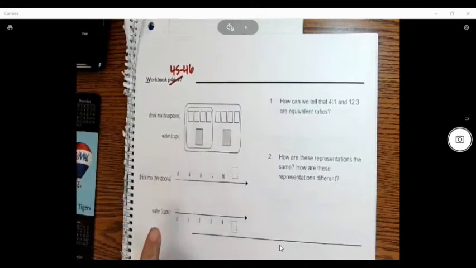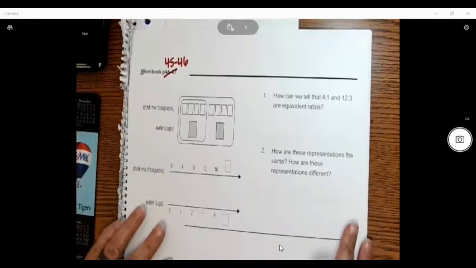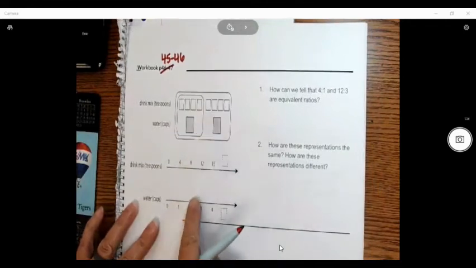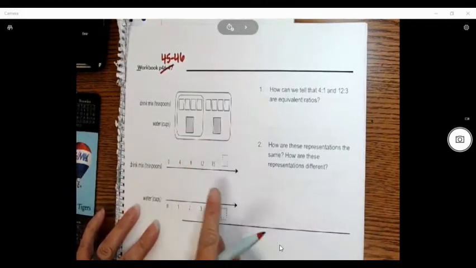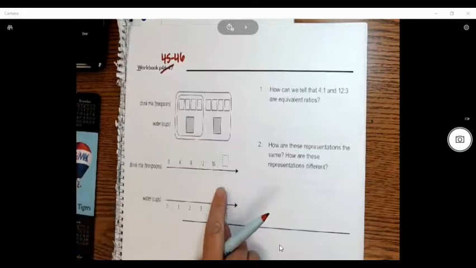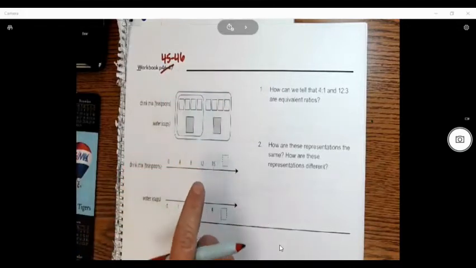It says on page 45 that we made drink mixtures by mixing 4 teaspoons of powdered drink mix for every cup of water. And here are 2 ways to represent multiple batches of this recipe. If you look, this is a diagram and this is a number line. And you see this on page 46.